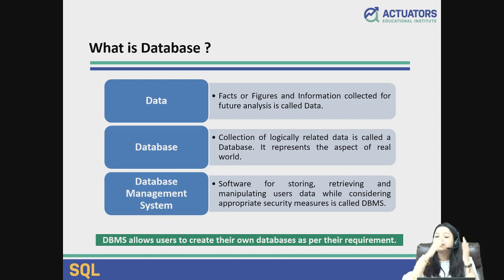They'll have a table for all the students, then a table for all the books in the library, a table for all the teachers, a table for all the subjects. So they'll be having these different tables together. It forms a database for the institute, correct?